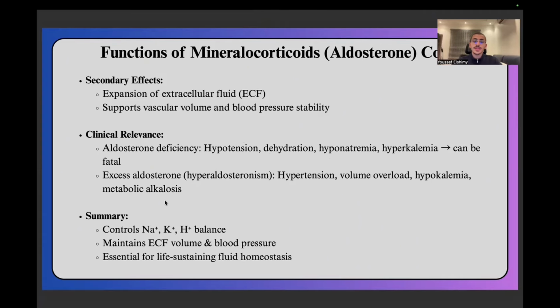In case of excess or increased aldosterone, you would have an exaggerated effect of mineralocorticoids. So we'd have more fluid reabsorption, so we'd have hypertension, volume overload, hypokalemia, as well as metabolic alkalosis because hydrogen ions are being excreted outside. So, as a summary, mineralocorticoids control the sodium, potassium, as well as the hydrogen balance. They maintain the extracellular fluid volume as well as blood pressure. And these mineralocorticoids are essential for life-sustaining fluid homeostasis.